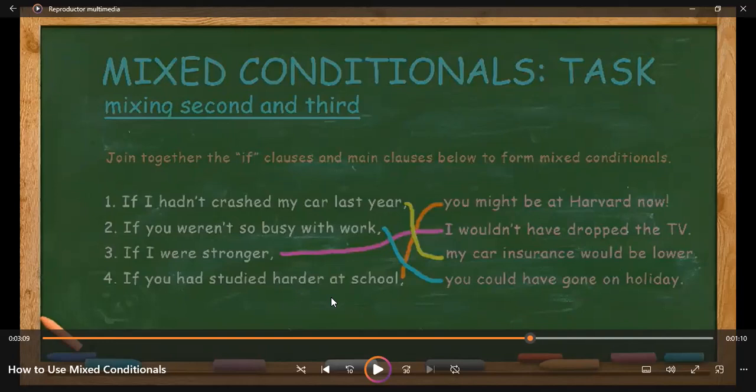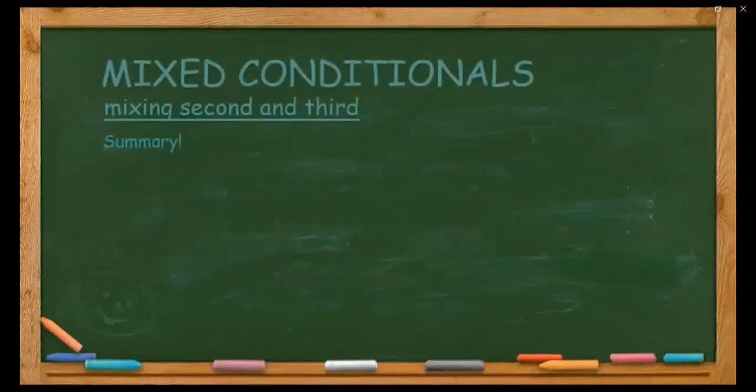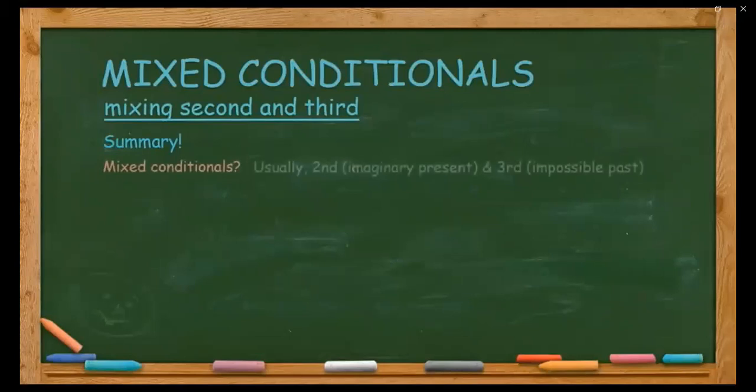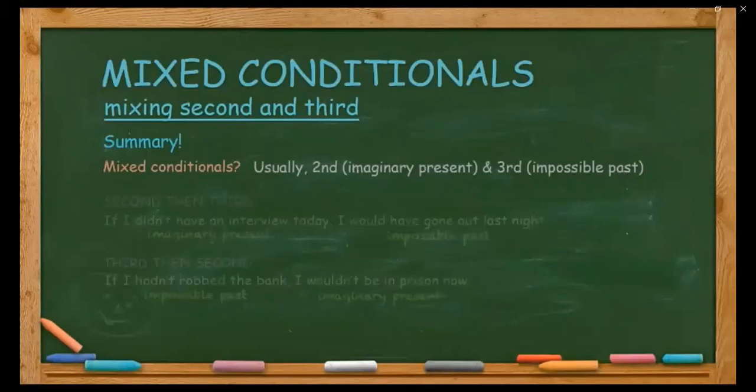That's why we use the mixed conditional, because it is impossible to return to the past and make him study more. In consequence, in the present, he didn't get to the university he wanted, in this case, Harvard. Let's look at the lesson summary. When do you use mixed conditionals? Usually to combine the second conditional, imaginary present, and the third conditional, impossible past.